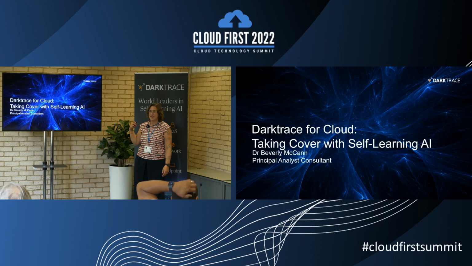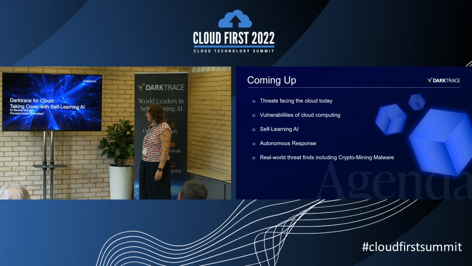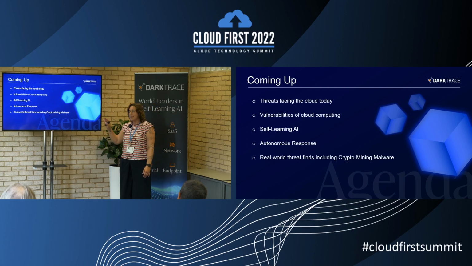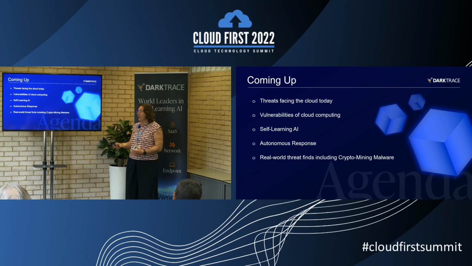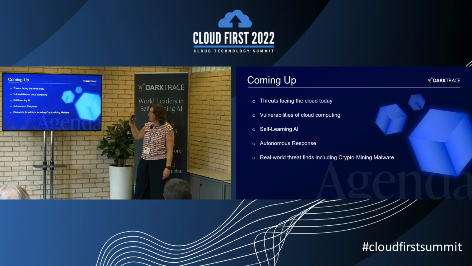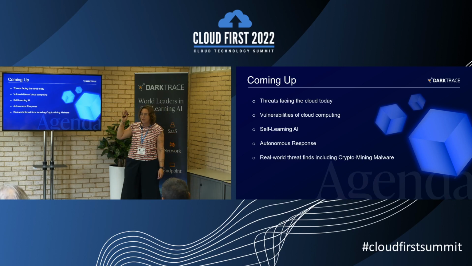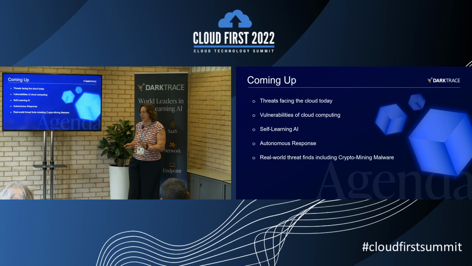But what we're going to talk about today is how we can use the self-learning AI that is at the core of Darktrace to cover the cloud. To give you a little bit of an idea of what I'm going to talk about: first of all, I'm going to have a bit of an intro of what kind of threats we're actually facing in the cloud today and what vulnerabilities come with that new move into the cloud. Then I'll talk a little bit about what our self-learning AI actually is and how it works before I talk about autonomous response. And when I start talking about our real-world threats, then it's 2 more slides after that, and then it's going to be over soon and you can go and have lunch.